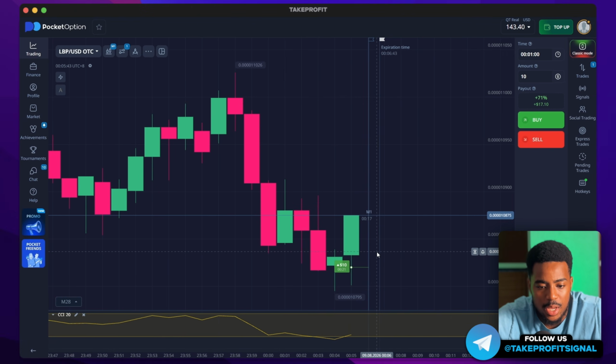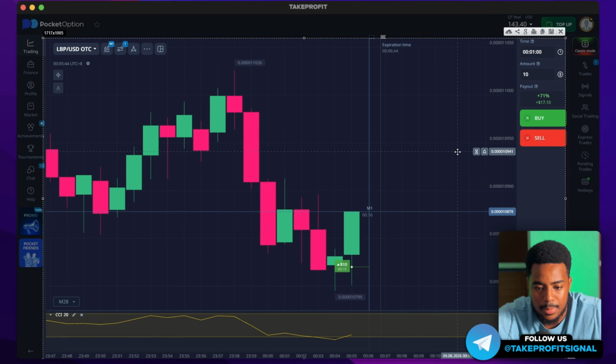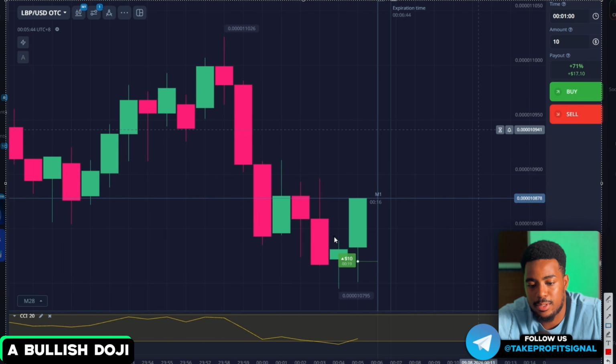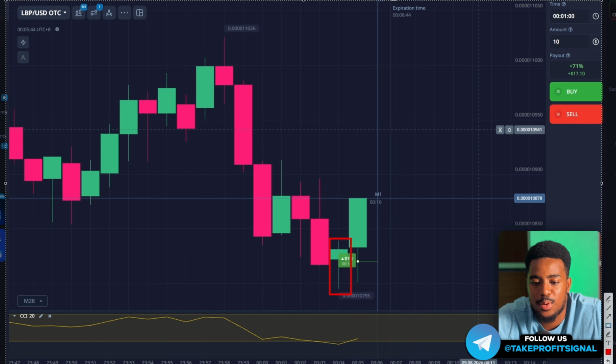So if we zoom in on our chart, we can see the formation of a bullish Doji candlestick pattern that looks like this. This is a candle with a long shadow at the bottom and a small body at the top. The shadow should be at least twice the size of the body for the pattern to be considered correct. It indicates a strong buyer within the area who will push the price higher.